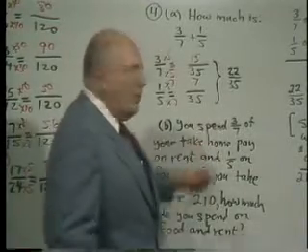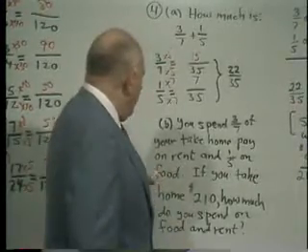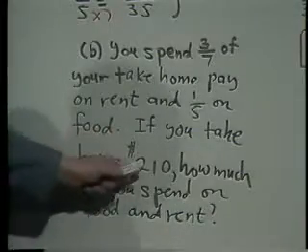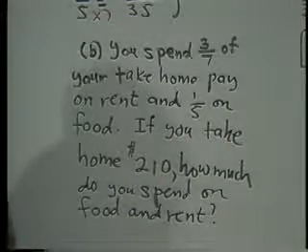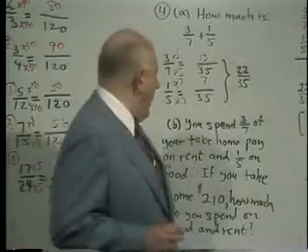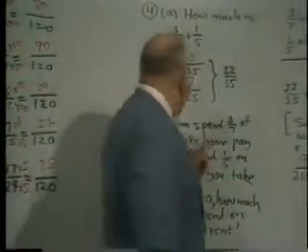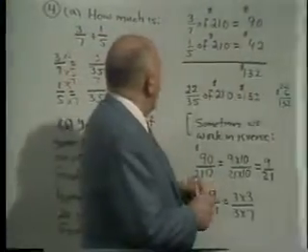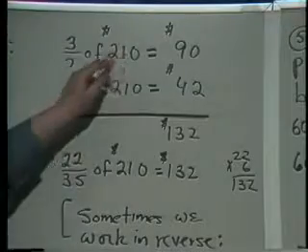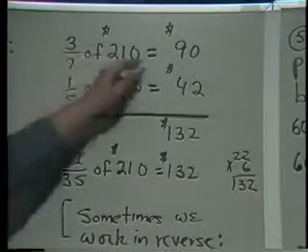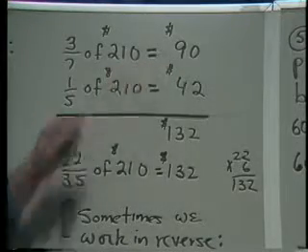So assume that you know that you're spending 3/7 of your take-home pay on rent and 1/5 on food. The problem says if you take home $210, how much do you spend on food and rent? Remember, fractions are adjectives modifying nouns. You're spending 3/7 of your take-home pay on rent. But your take-home pay is $210, so you're spending 3/7 of $210. 210 divided by 7 is 30. 30 times 3 is 90. See, at a rate of 3 out of every 7, you're spending 90 out of every 210.